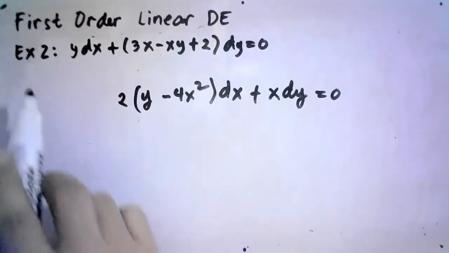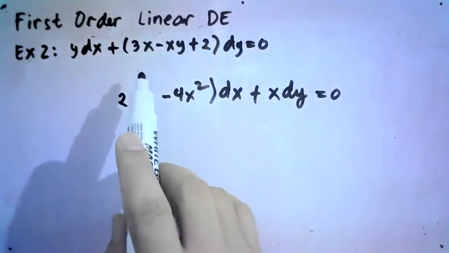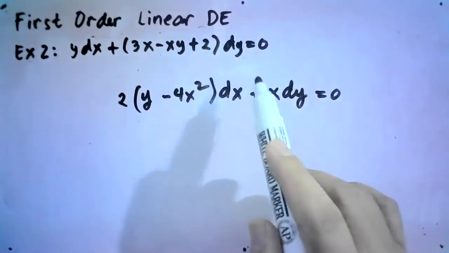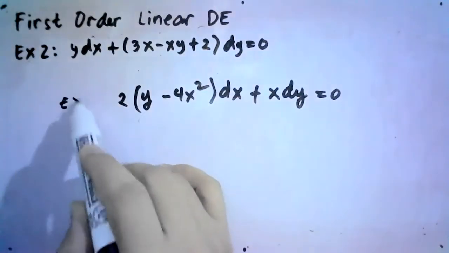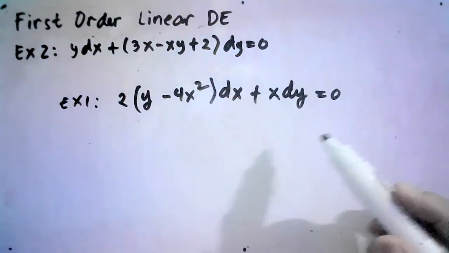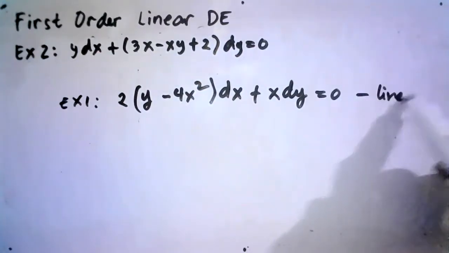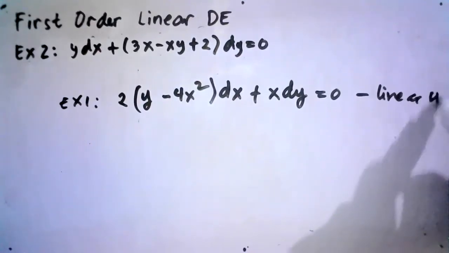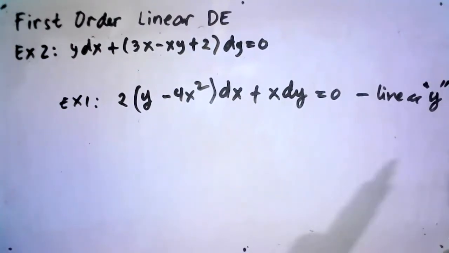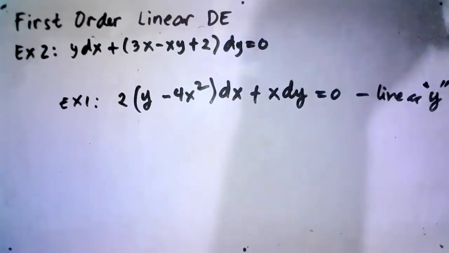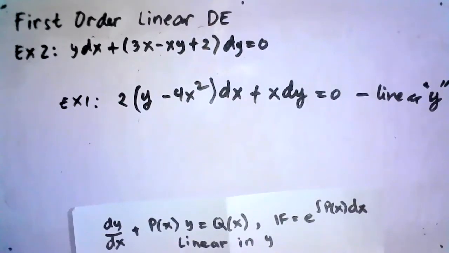We have here another example, example number 2: y dx plus (3x minus xy plus 2) dy is equal to 0. Now, take note, in example number 1, this is linear in y. How did we determine that this is linear in y? Take note, in linear in y, we have our equation, right?